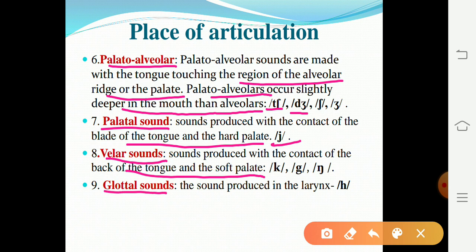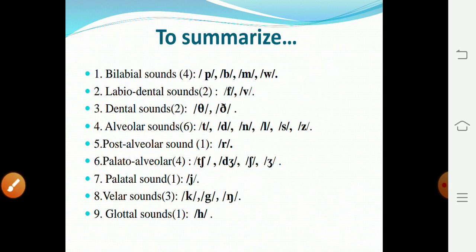Glottal sounds. The sounds produced in the larynx are called glottal sounds. The glottal sounds are produced at the glottis and the two vocal cords are the articulator, the glottal sound. I hope this is clear to you.